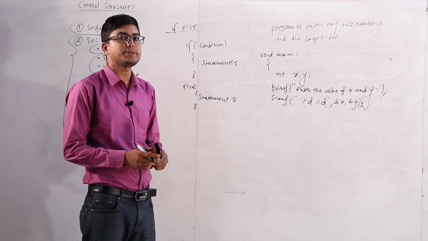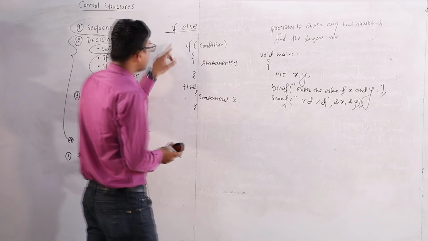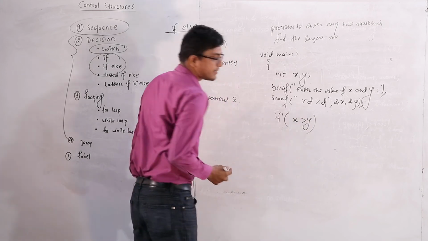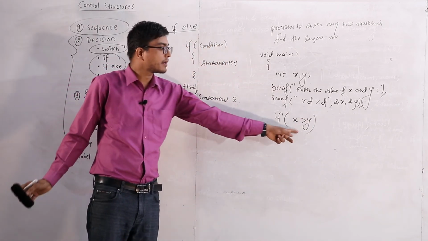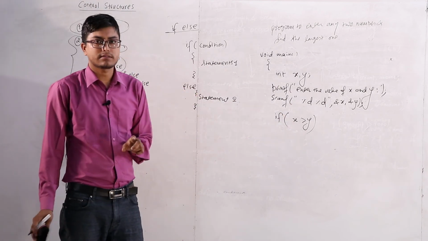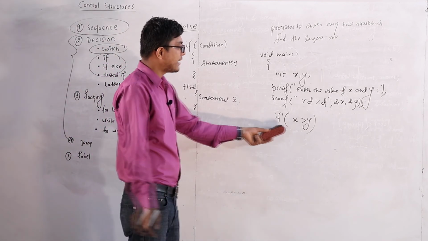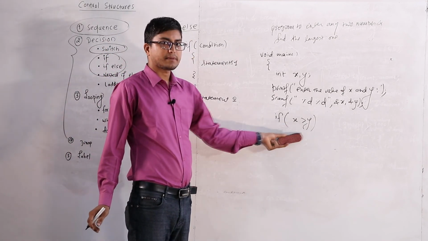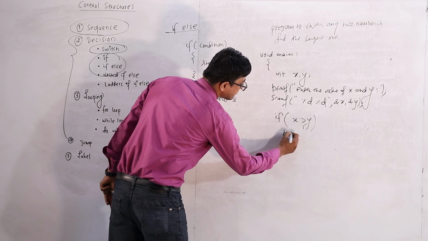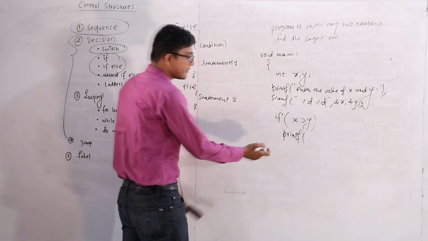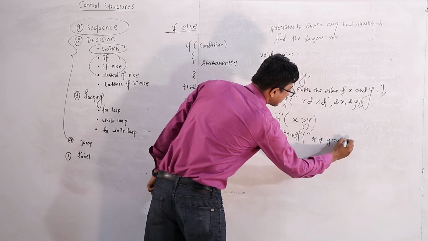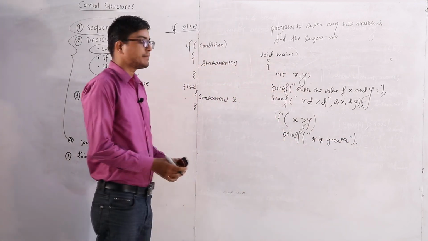Now you have to check which value is greater. So we use an if-else condition: if x is greater than y, this is a condition. The value of a condition is always either true or false, which means 0 or 1. So if the value of the condition x greater than y is true, then we have to printf that x is greater. I simply write "x is greater".